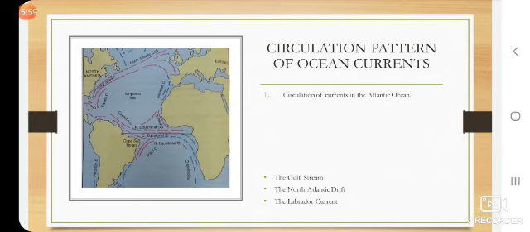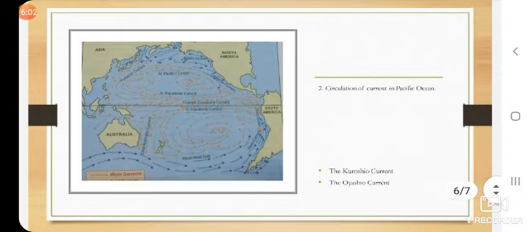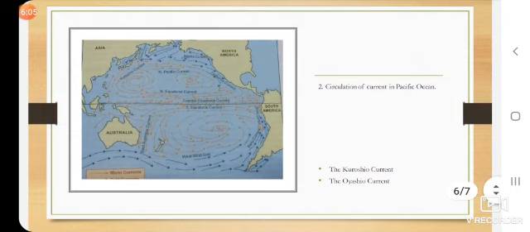Okay, children. Next, moving forward, let us learn about the circulation of the currents in the Pacific Ocean. The circulation pattern in the Pacific Ocean is divided into the Kuroshio current and the Oyashio current. Kuroshio is a strong western boundary current in the western North Pacific Ocean. Children, this Kuroshio current begins off the east coast of Taiwan and flows northeastwards past Japan, where it merges with the easterly drift of the North Pacific current.